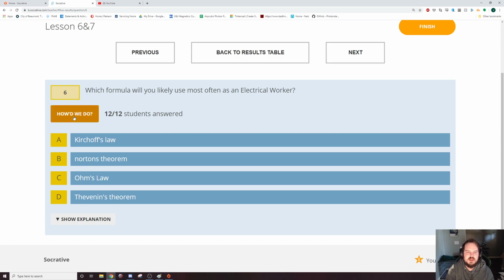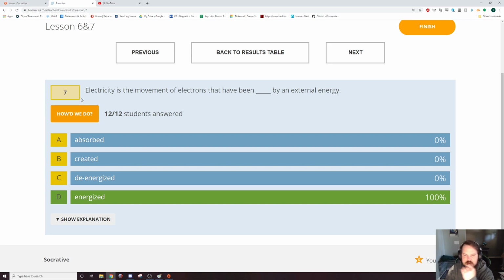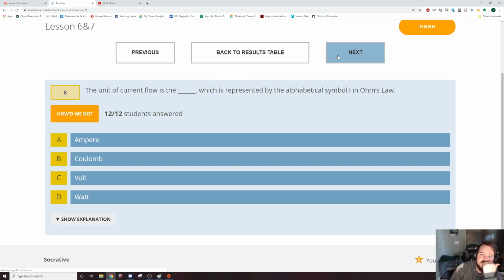Which formula will you likely use most often as an electrical worker? That is Ohm's law. Good job, guys. Y'all all got this one. Electricity is the movement of electrons that have been energized by an external energy. The unit of current flow is the ampere, which is represented by the alphabetical symbol I in Ohm's law. Yes.